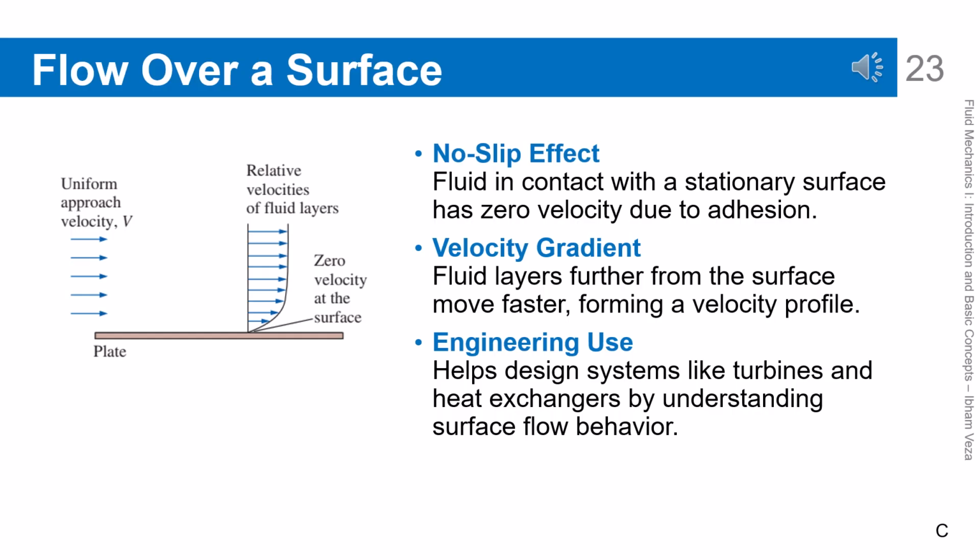Flow over a surface. A fluid in contact with a stationary surface has 0 velocity due to the no-slip effect. Fluid layers farther from the surface move faster, creating a velocity gradient. This velocity profile shows how momentum is transferred from the main flow toward the wall. This phenomenon forms the basis of boundary layer development. Many engineering applications, such as turbines and heat exchangers, depend on this understanding.